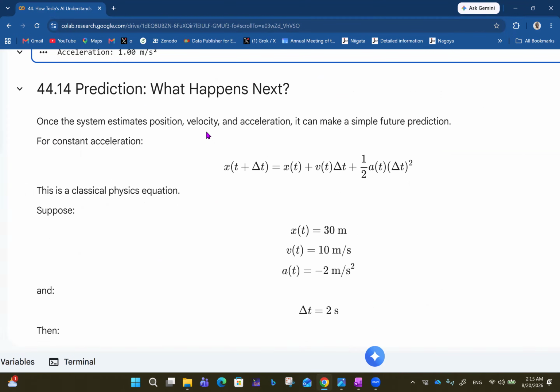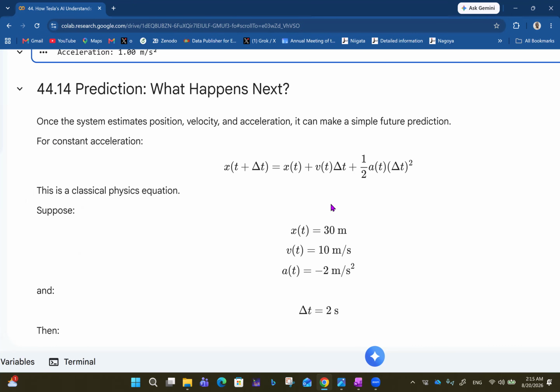Once the system estimates position, velocity, and acceleration, it can make a simple future prediction for constant acceleration. So we have x of t plus delta t equals x of t plus v of t delta t plus half a of t delta t squared. That's classical physics, right? This is a classical physics equation.